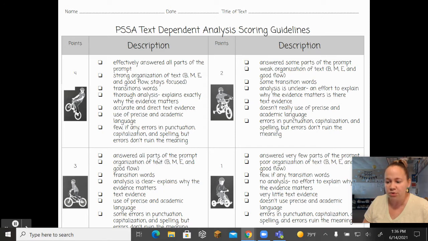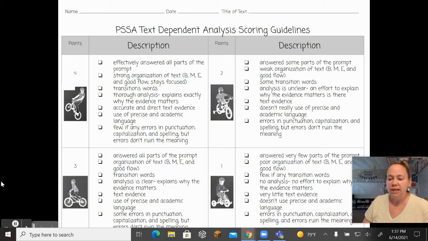That's the big jump from 2 to 3. Some analysis in 2, no analysis in 1. You can see there's transition words here, transition words here, evidence in all of them, well, very little in 1. But that's the jump from a 2 to a 3 and from a 3 to a 4. Thorough analysis, or analysis is clear, or analysis is unclear, but it's there.